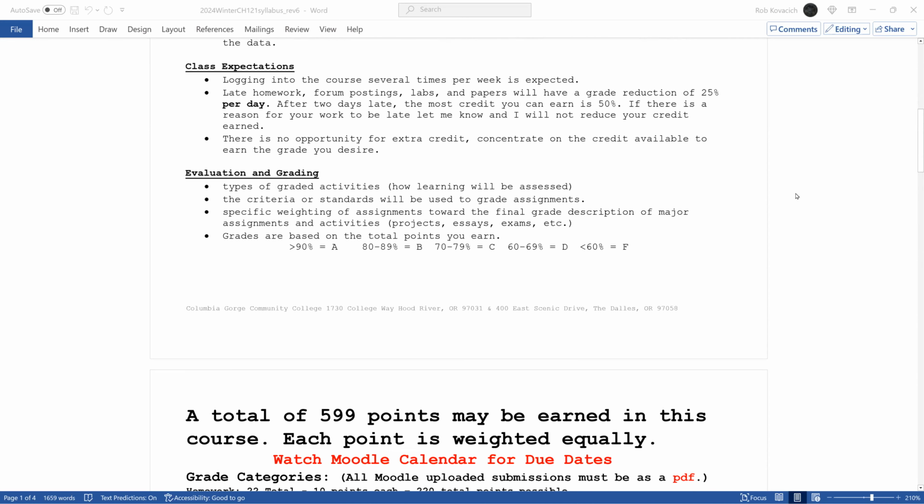The grading is what you would expect: 90 for an A, in the 80s for a B, 70s for a C, 60s for a D, and anything less than that is an F. Every single point in this class is worth exactly the same. So if you miss a point on a homework assignment, it's the same as missing a point on a quiz or a lab or a forum posting.